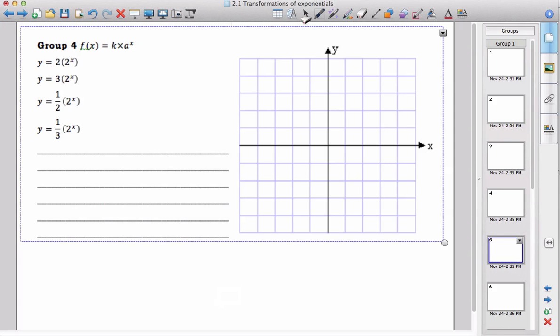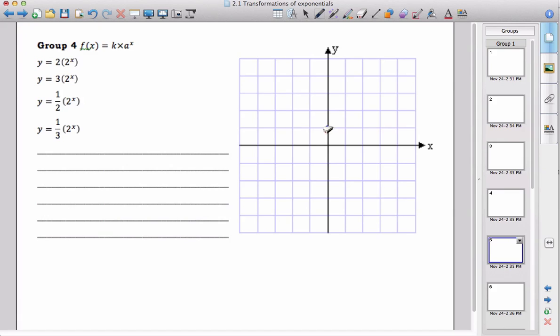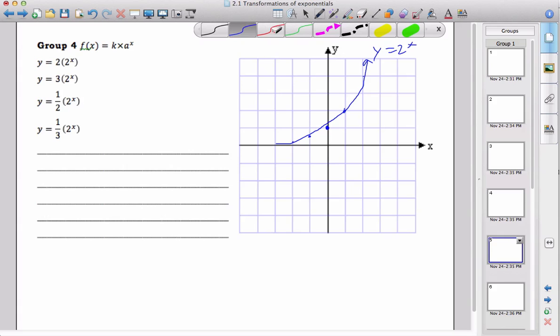So I'm going to graph y equals 2 to the power of x on here first, the parent function. This is what y equals 2 to the power of x looks like. And then we have this function, y equals 2 times 2 to the power of x. All the points are doubled. So this one was at 2, now it's at 4. This one here was at half, now it's here. So they keep getting halved down here. So what this does is it stretches the graph vertically. Y equals 2 times 2 to the power of x.